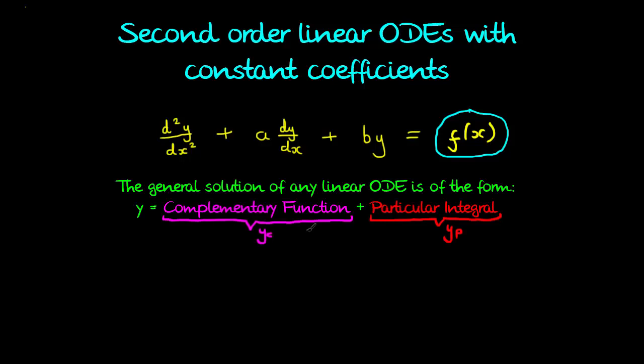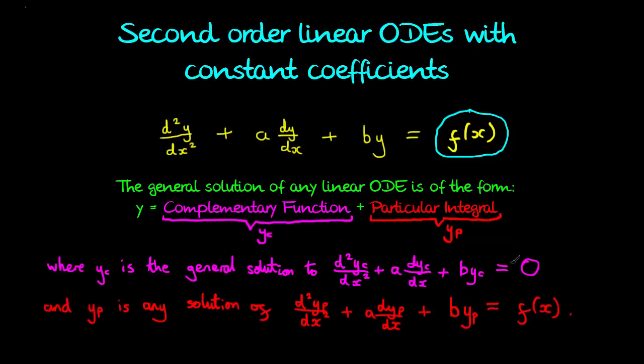We said in the lectures that the general solution of any linear ordinary differential equation is of this form here. So the solution is the sum of two bits. One is the complementary function and one is called the particular integral, and we're going to denote those yc and yp respectively.